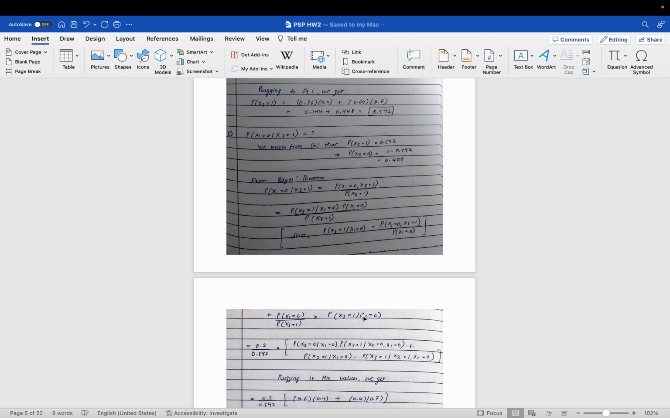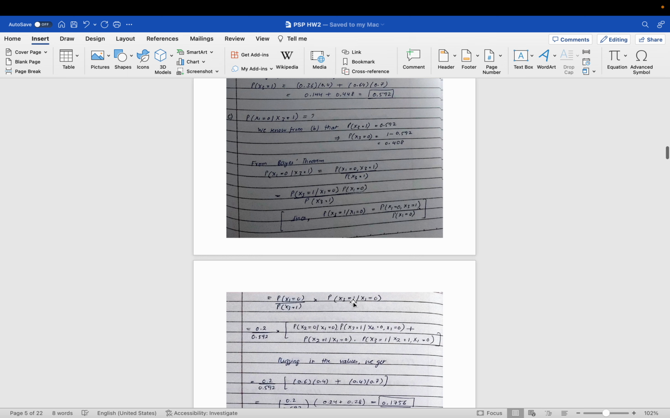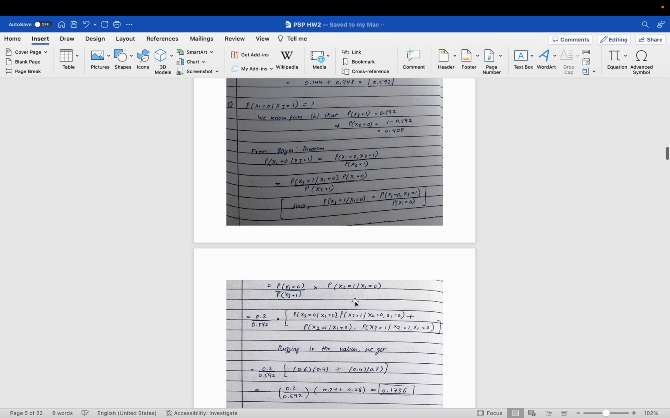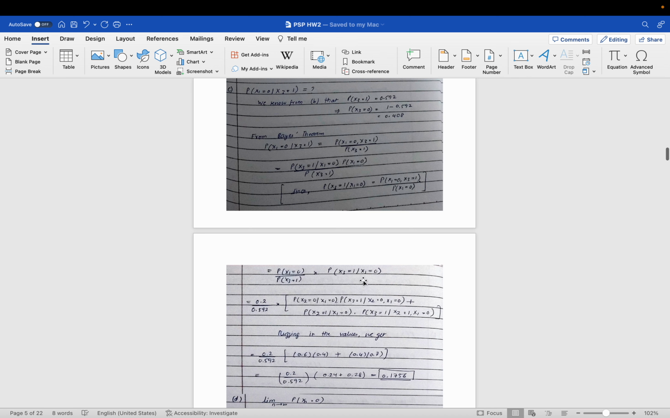Now for this part, again we will have two cases. This can go from x2 equals 0 or x2 equals 1. So let's first consider x2 equals 0. In that case, probability of x3 equals 1 given x1 equals 0 can be written as probability of x3 equals 1 given x2 equals 0 and x1 equals 0 times the probability of x2 equals 0 given x1 equals 0.